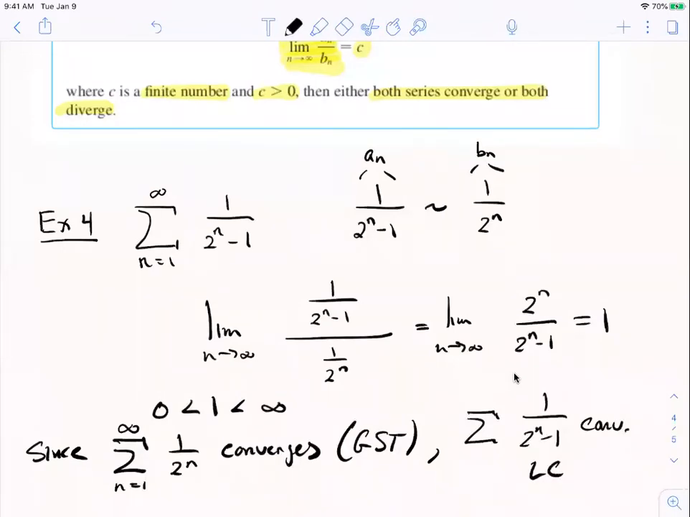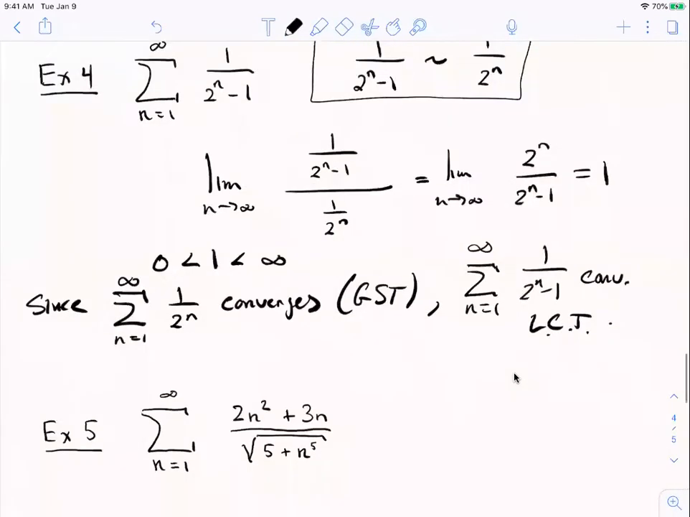And that's by the LCT. Okay, so it's kind of the same idea as with the comparison test. You choose this thing that behaves like it for large n, but unlike the comparison test, you don't have to worry about who's bigger or smaller or which converges or diverges. You just take a look at this limit.